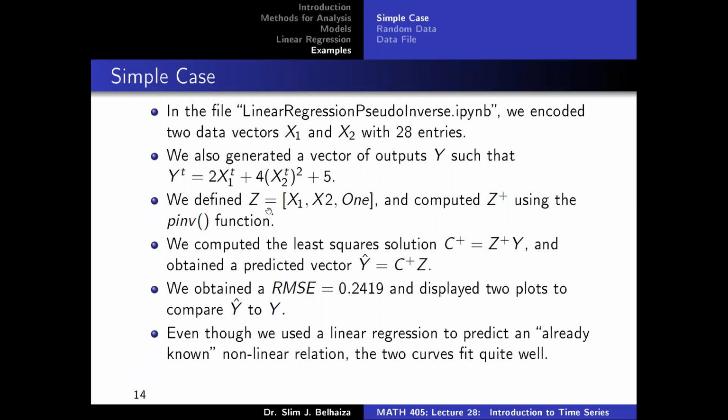We defined z to contain x1, x2, and 1 vectors, and computed Z plus using the pinv function, the pseudo inverse function. And we computed the least square solution, c plus, which is Z plus times y, and obtained the predicted vector y hat, which is c plus times z. The RMSE obtained is equal to 0.2419, and we displayed two plots to compare y hat to y. Even though we use linear regression to predict an already known nonlinear relation, the two curves fit quite well.